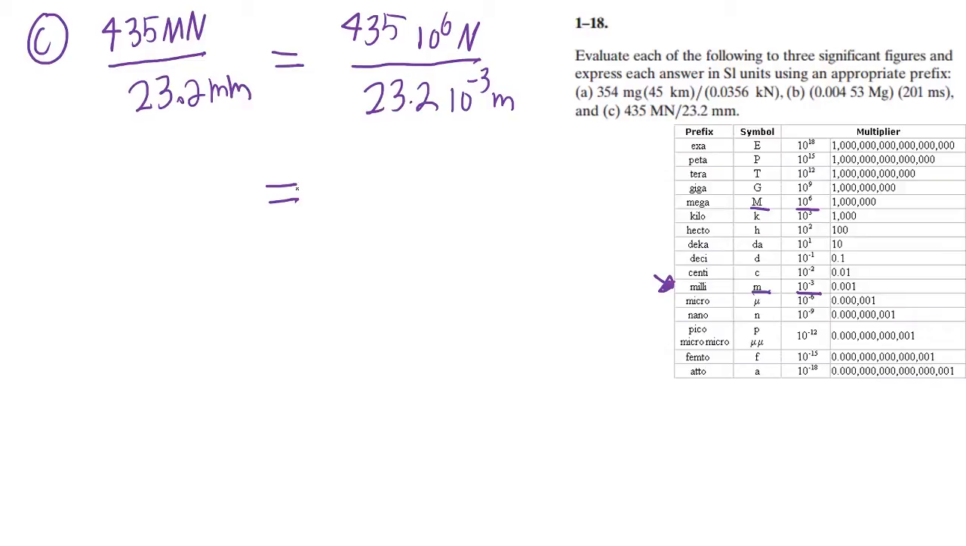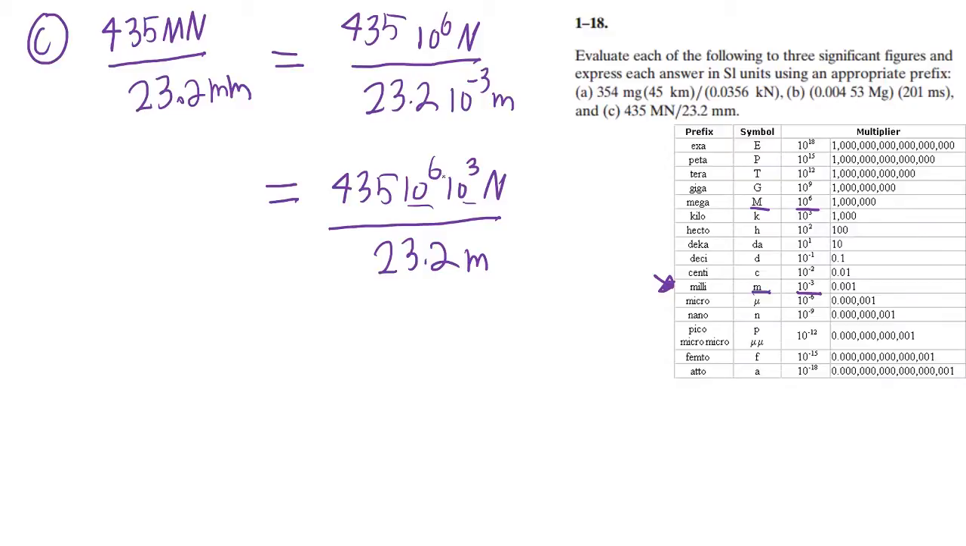Awesome. And like before in previous questions, we want the 10 to the negative third up top. When you move a number to its power up top, the power sign changes. So this is going to be a positive 3. If it was a positive, it would be a negative. So awesome. 435, 10 to the 6th, 10 to the 3rd newtons, all over 23.2 meters. And as we know, exponents add when they are multiplied, because they have the same base, so it's going to equal 9.